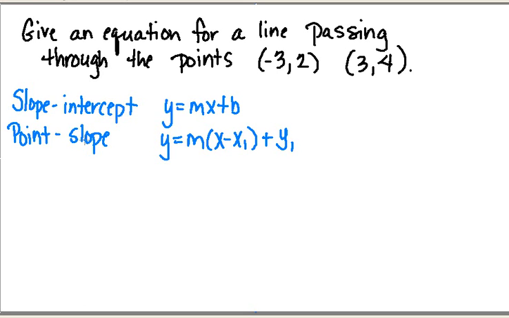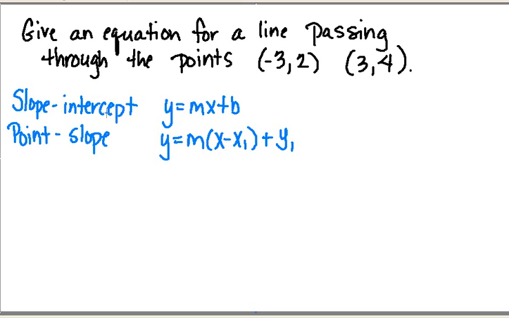Hi, this video will demonstrate how to write an equation for a line that passes through two given points. So my points in this case are -3, 2, and 3, 4. Now I can use either form of the equation for the line, either the slope-intercept or the point-slope. We'll go through both and show how they both give us the same answer.